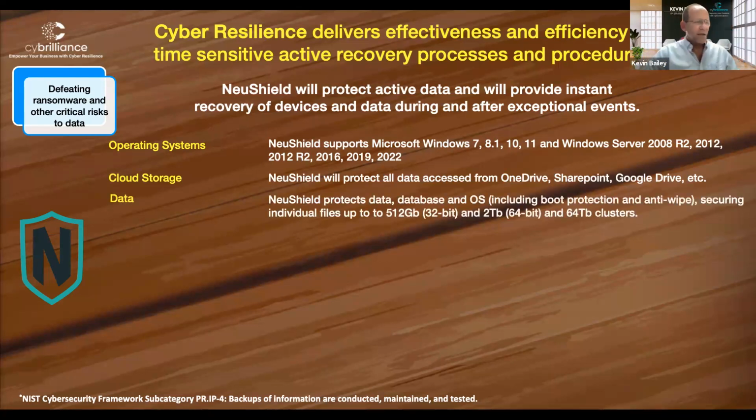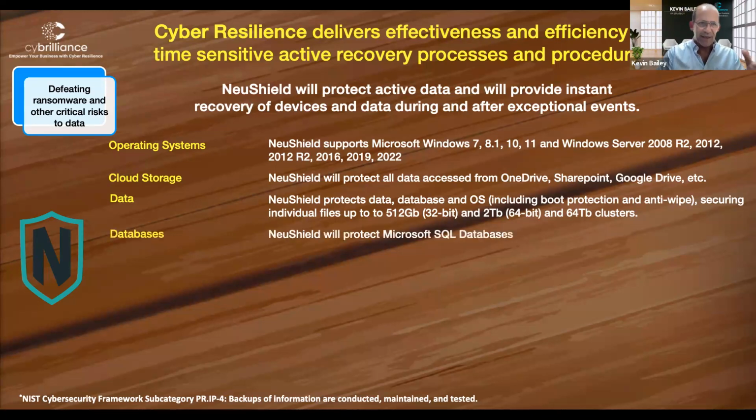From the data side, I can protect 512 gig, half a terabyte of a standard file, or 2 terabytes if it's on a 64-bit system. And technical people will know about this, and up to 64 terabyte clusters. Size is not the issue. And by the way, with NewShield, the number of files, that question came up before, it doesn't matter. It's immaterial to NewShield. Whether you're recovering 13 million files or 100 files, it'll actually bring back 13 million faster than 100. Weird one, but that's for another day.